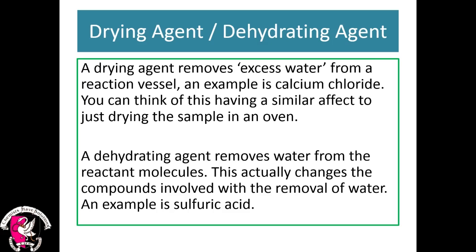We're just going to have a quick discussion about a drying agent and a dehydrating agent, mainly because it's good to understand the difference between these two things, since they sound kind of similar. Now, a drying agent is basically something that just removes any excess water. It kind of mops up any water in a sample. It's basically similar to just drying something in an oven.